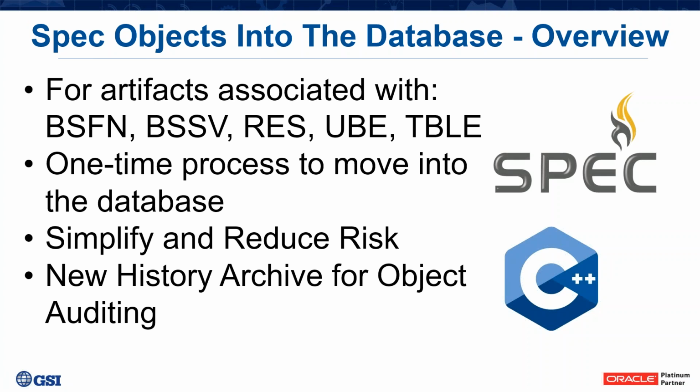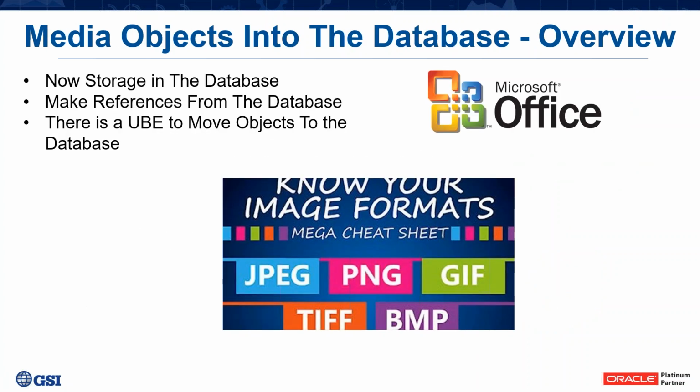And it also includes a new history archive for object auditing. So it captures, like I said before, info each time an object is changed. You can find objects as they cross the path codes. You can export objects as PAR files. So it makes working with objects a lot easier. And the media objects in the database, so it's all referenced in the database. There's a UBE that will move everything to the database for you. So if you decide not to move your media objects to the database at first, you can always do it again later.